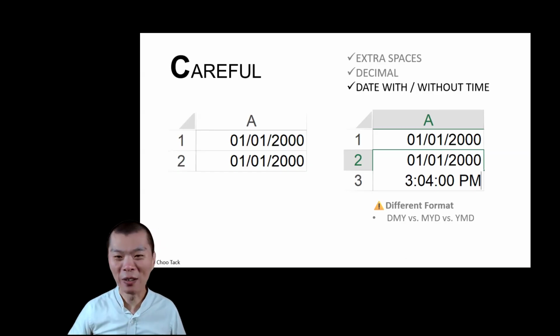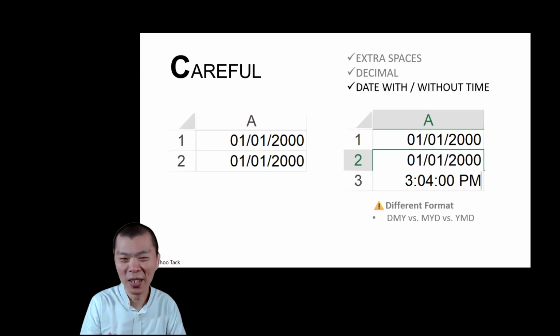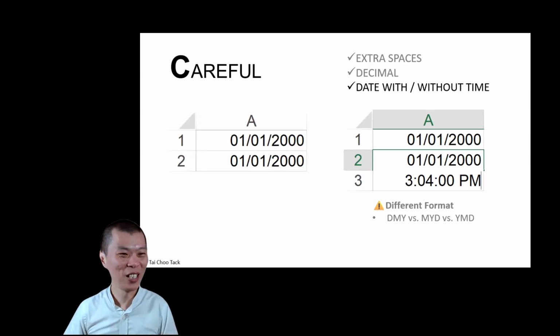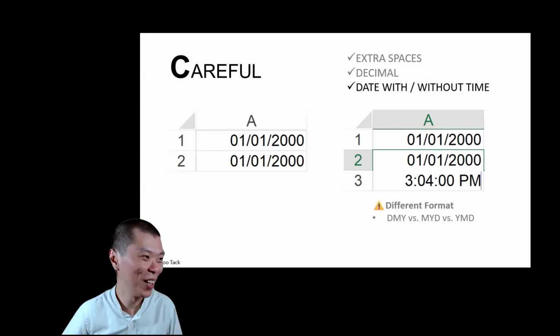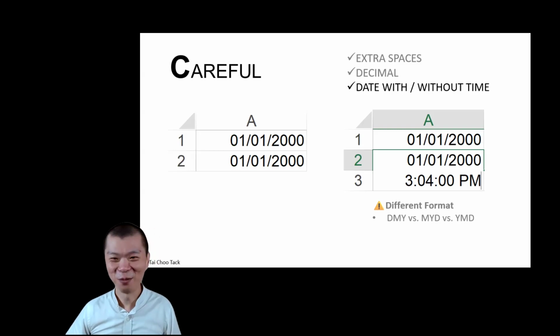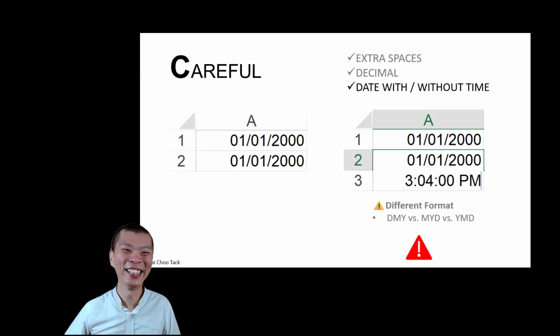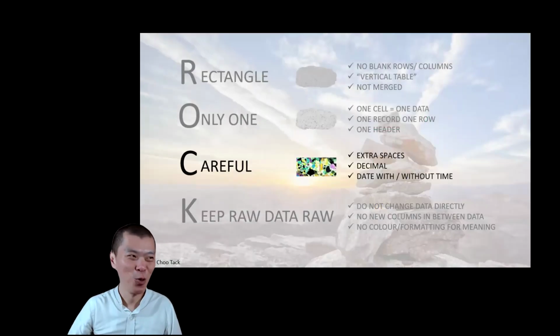Just curious, how many of you have seen different types of date like this one? Different sequence, day, month, year, month, day, year. Yes or no? Let me know. Have you seen this kind of different date format? Yes, always. It's very, very troublesome. You just want to scream. Then how? Today we're going to learn how to handle this kind of date. So let's recap. Today we're going to focus on being careful.